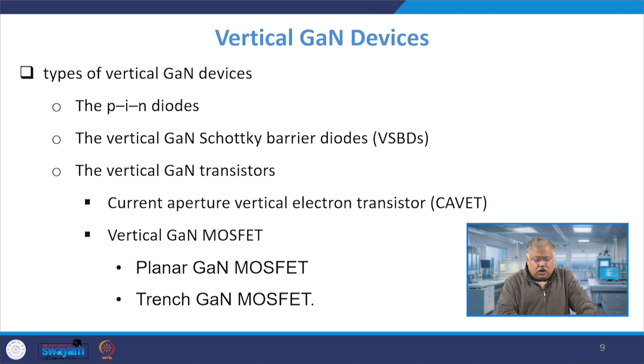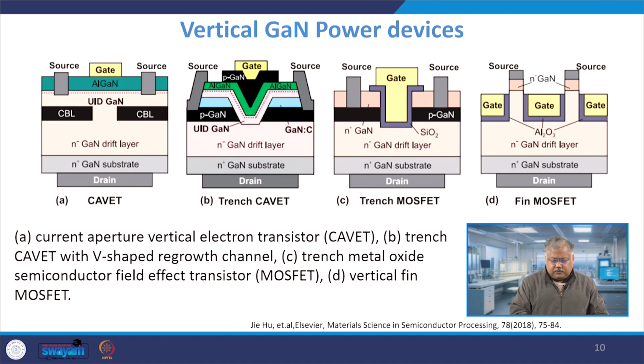Let's now come to a vertical gallium nitride based device, out of which we know that there are pin diodes, and then we have a vertical gallium nitride Schottky barrier diode. We have a vertical GaN transistor, and we have the current aperture vertical electron transistor. Within the vertical gallium nitride based MOSFET, we have a planar gallium nitride and a trench gallium nitride MOSFET. So these are the few types of vertical MOSFETs available.